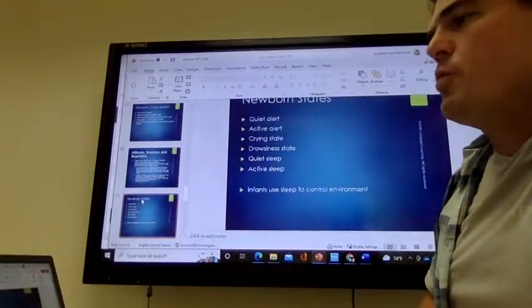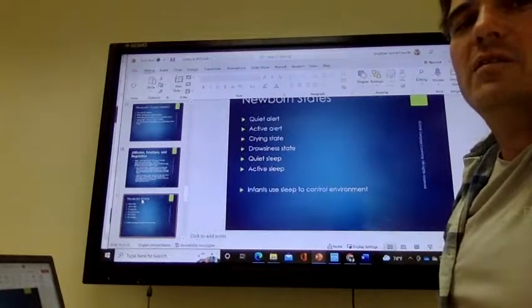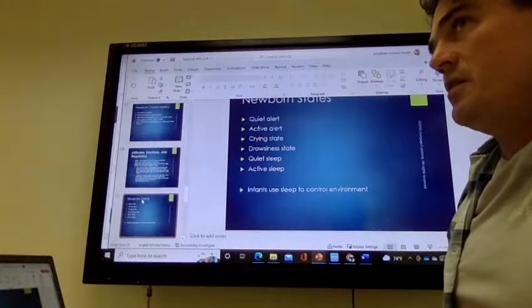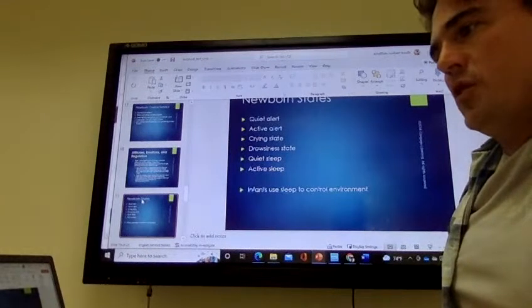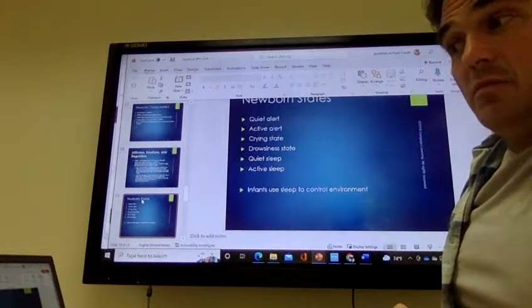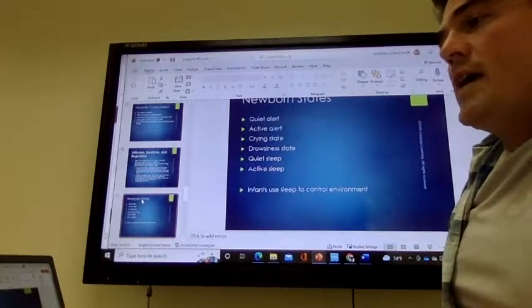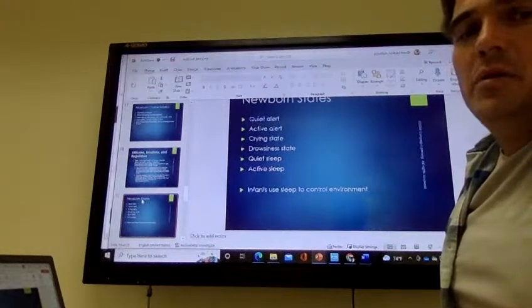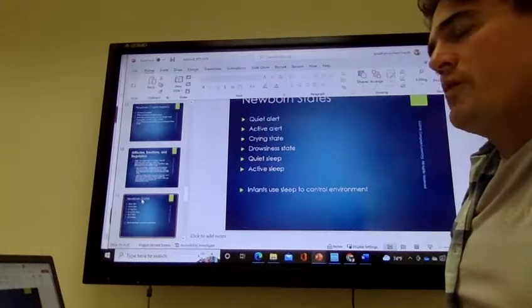So some of the newborn states, you'll have first and foremost the quiet alert state. That's the one you'll see them in when you're awake. They have then also the active alert state. They have a crying state, also a drowsiness state, quiet sleep, and then active sleep. So those are the ones that come up. Infants use sleep to control their environment.